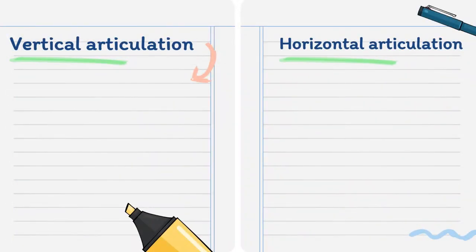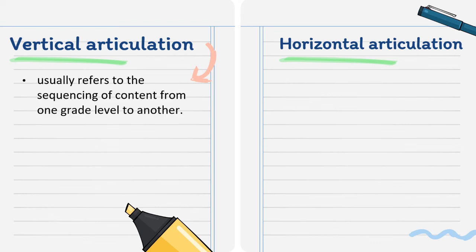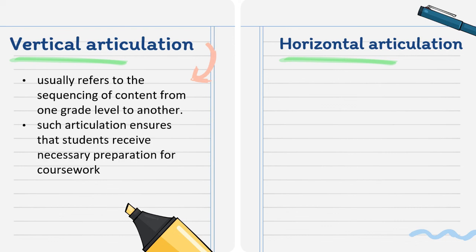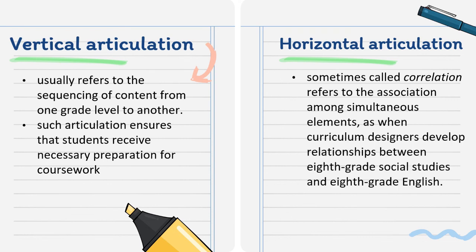Articulation is difficult to achieve, and few school districts have developed procedures by which the interrelationship among subjects are clearly defined. So we have here vertical articulation and horizontal articulation. Vertical articulation usually refers to sequencing of content from one grade level to another, and it ensures students receive necessary preparation for coursework. Horizontal articulation is sometimes called correlation, which refers to association among simultaneous elements.